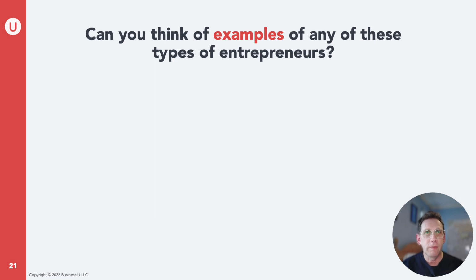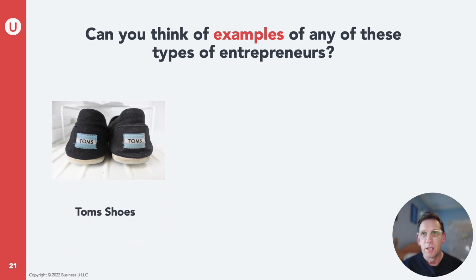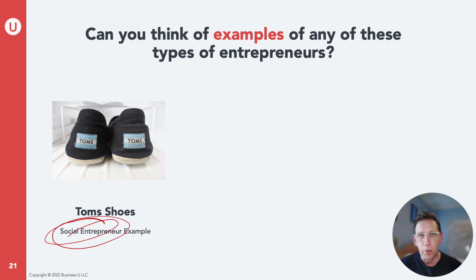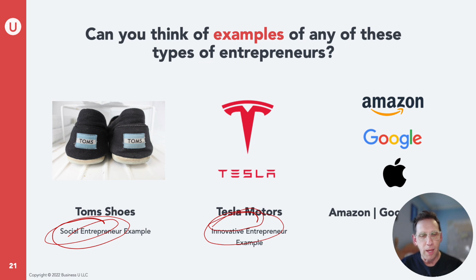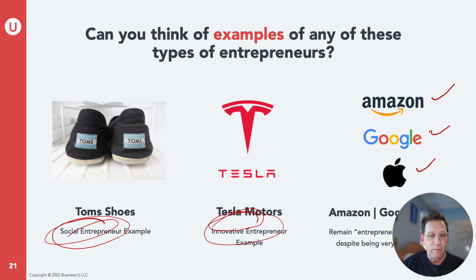So, can you think of examples of any of these types of entrepreneurs? Or I guess I should say, here's some examples. Can you say what type they are? So, Tom's Shoes. This is an example of a social entrepreneur. Next is Tesla Motors. This is an innovative entrepreneur. And then finally, you got Amazon, Google, Apple. These remain entrepreneurial, even though they have grown to be huge companies.